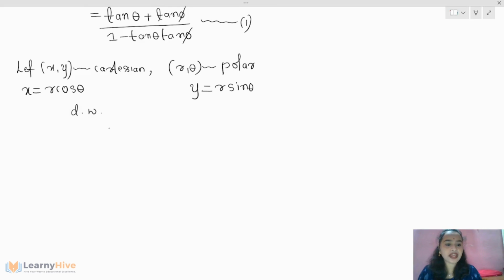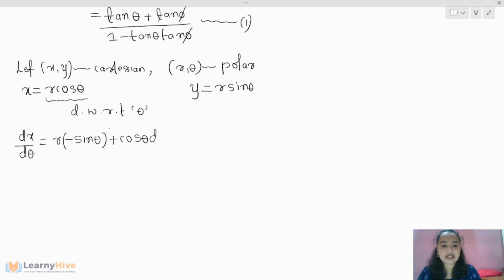Differentiating both x and y with respect to theta, we get dx by d theta equals... See here, we have the x value as r cos theta. r is also a function of theta, so we are supposed to apply the product rule here. First function r multiplied by the differentiation of cos, which is minus sine theta, plus the second function cos, which we keep as it is, and the differentiation of r, which is dr by d theta.